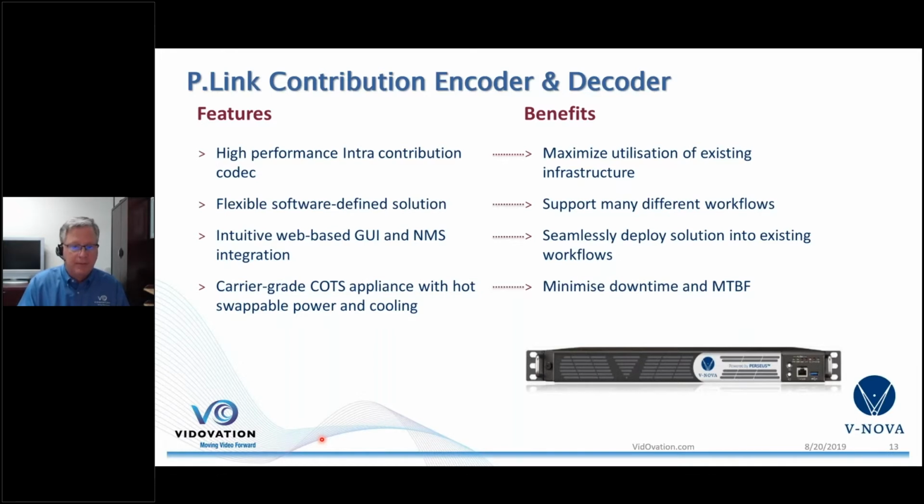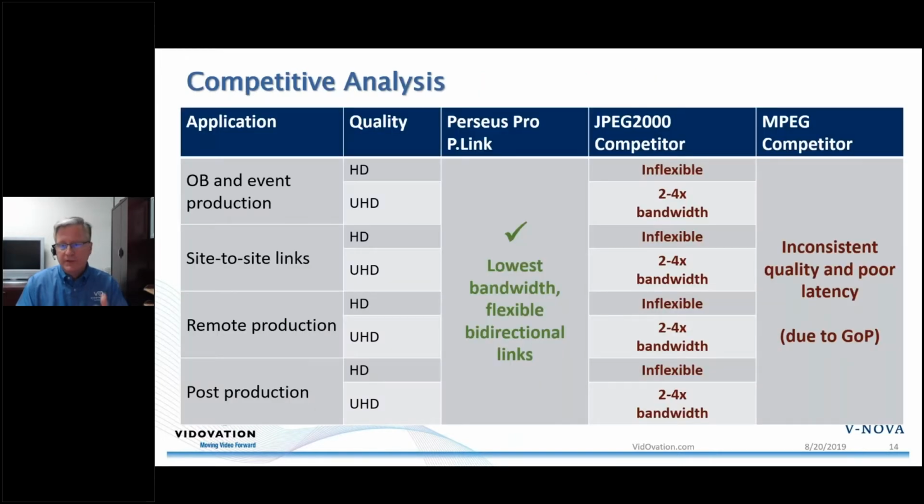It's a very reliable carrier grade appliance, which is perfect for our mission critical content or contribution coming in from the field. So here's a little snapshot of some comparisons. Lowest bandwidth, its flexibility and bidirectionality, compared to JPEG 2000 with its more rigidity.